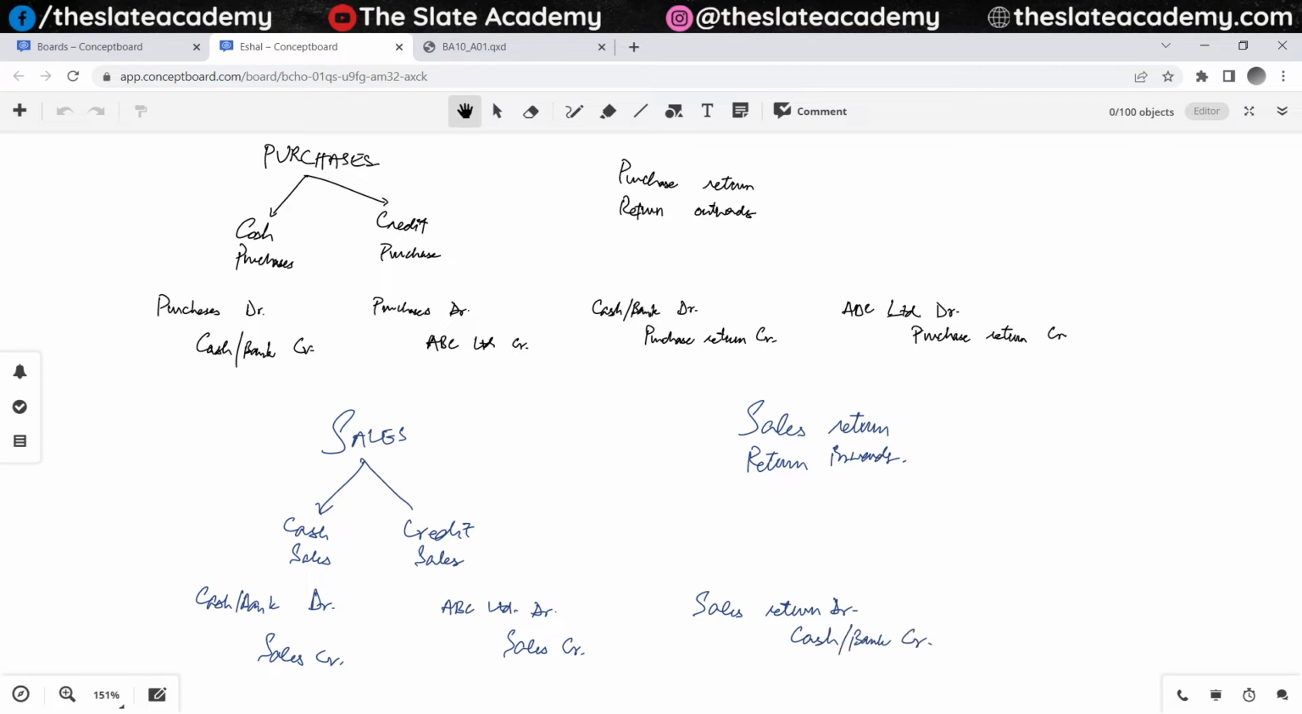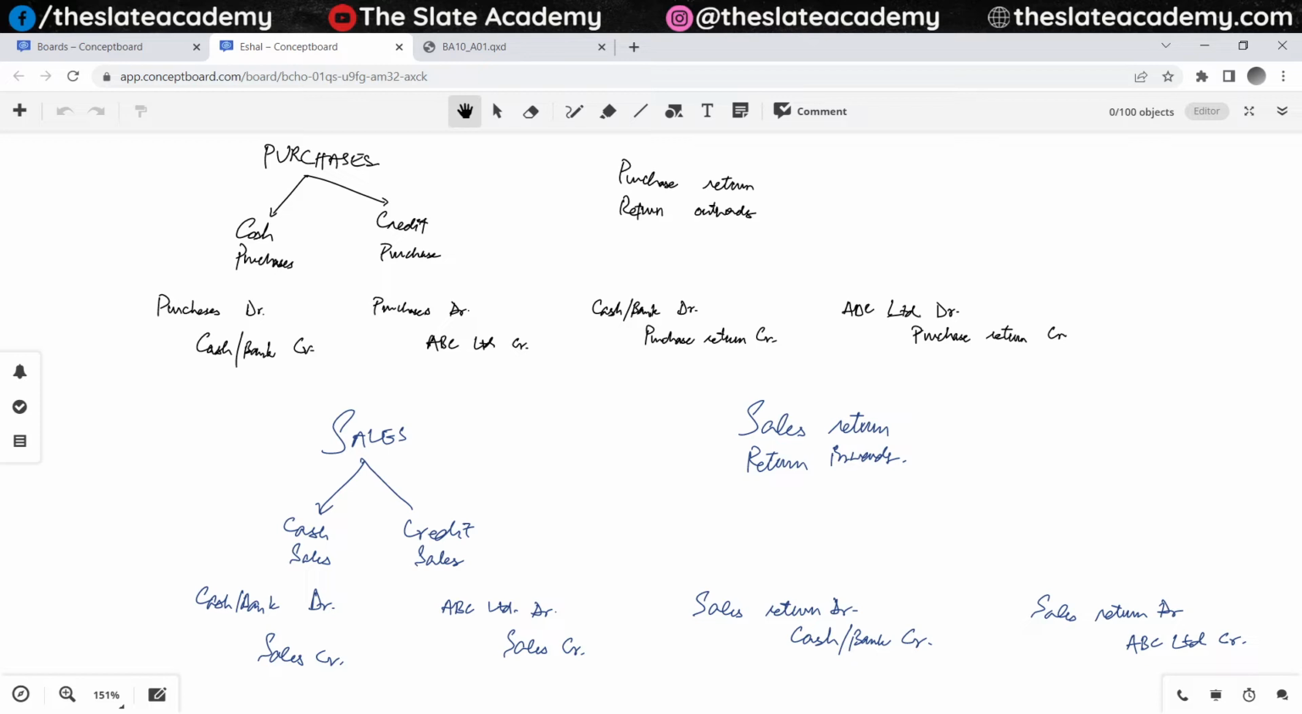Okay. And if that person hadn't paid me yet, I'd simply reduce the asset of accounts receivable that I had on my books. So in that case, it would be sales return debit, and ABC Limited or account receivable for that person would be credited. ठीक है जी. Any confusion in this?